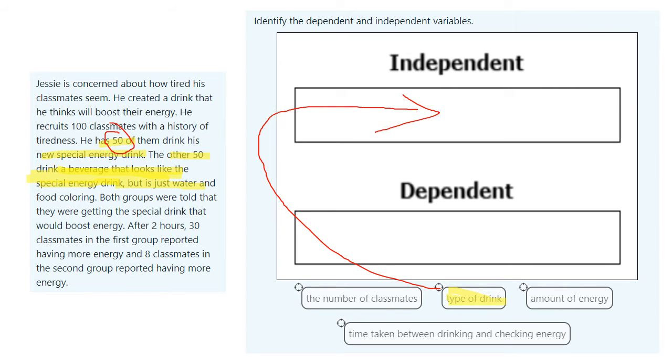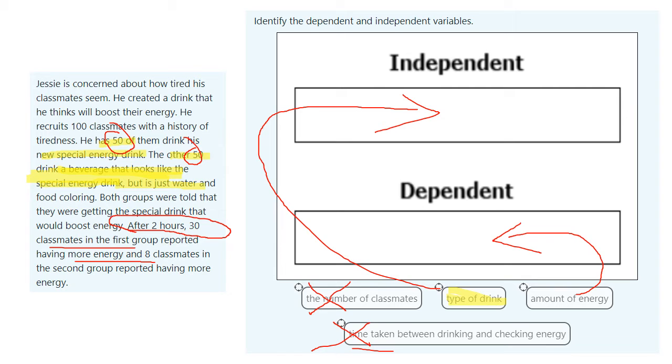Number of classmates, 50 and 50. This is controlled. He puts equal numbers in each group. This is not being measured: the time taken, after 2 hours, everybody is being asked after 2 hours. That is not something that is being measured. He asks them about their energy level. So the change is the amount of energy that they have.